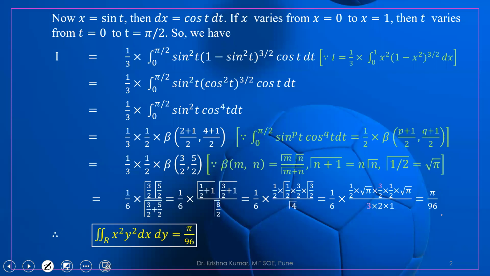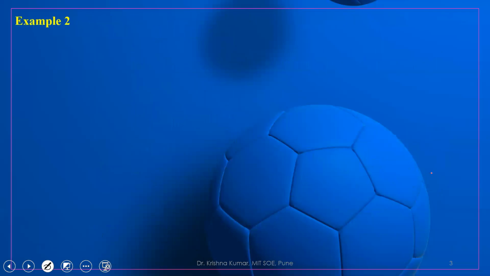Okay. So now, actually we are using the beta and gamma functions. So everybody should learn the formula. These formulas are very important. With the help of these formulas, we are able to evaluate the double integration when the limits are not provided. Let us take one more example.